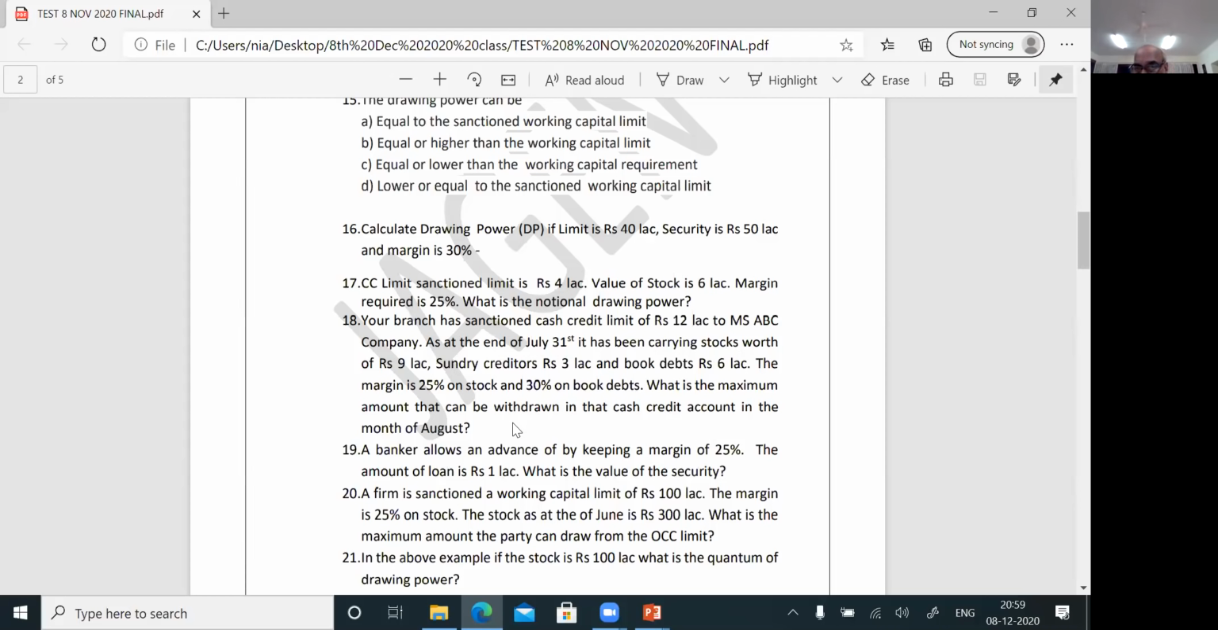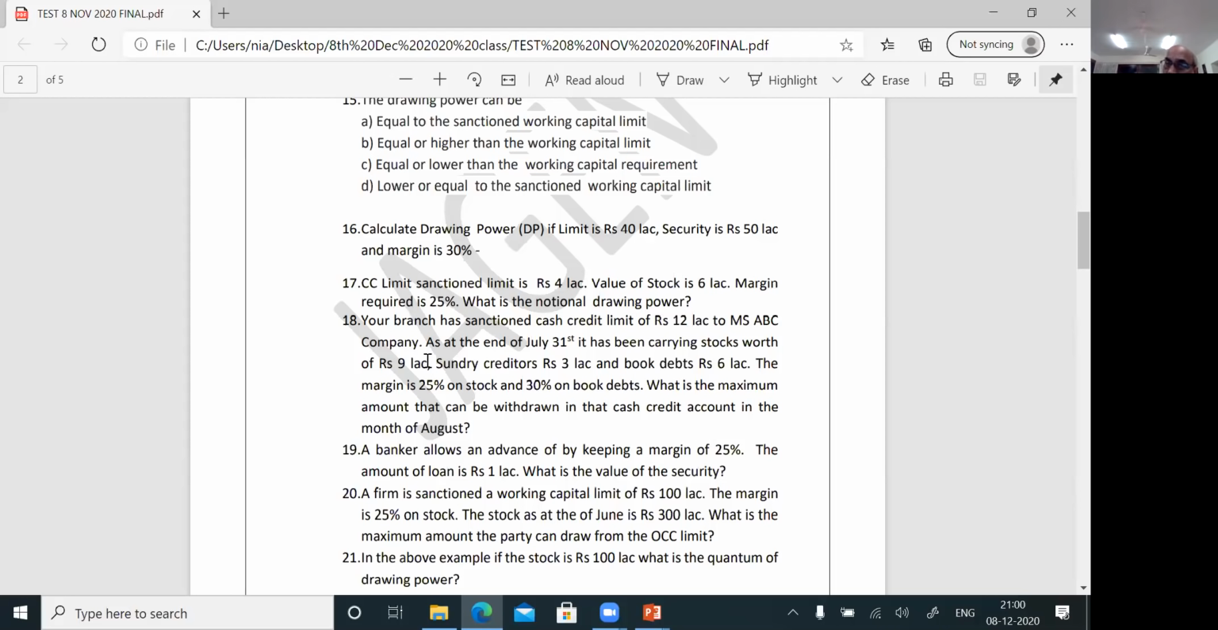So what are they given? They are given the limit. They are given the stock. They are given sundry creditors. They are given book debts, and they are given margin on book debts, and margin on stock. Then they are asking you to calculate what is the DP for that month. Okay, what is the DP he can arrive at? Okay, sir. What is the sanctioned limit, sir? Both the stock and book debts put together, the sanctioned limit is 12 lakhs.